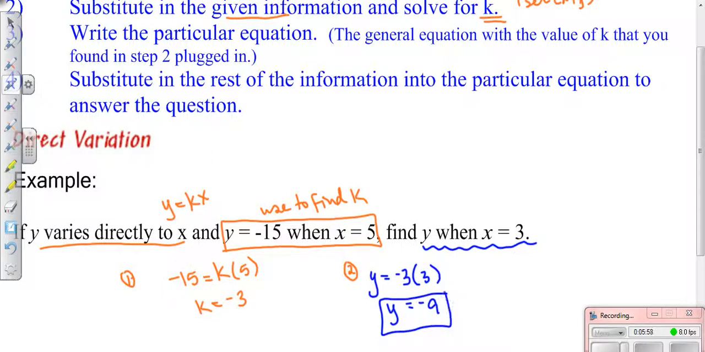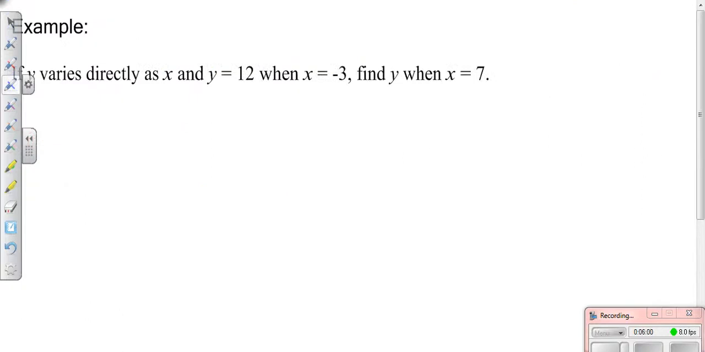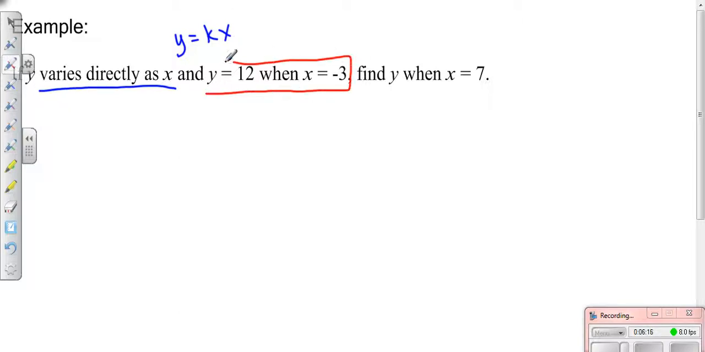So you're always going to have those two sets of value information. So if y varies directly as x, I'm working with y equals kx as my pattern. My first set of given, how do x and y relate? Right here, so I can solve for k.